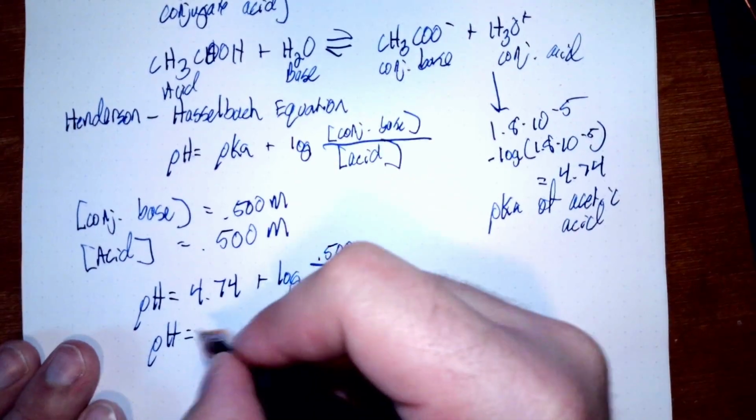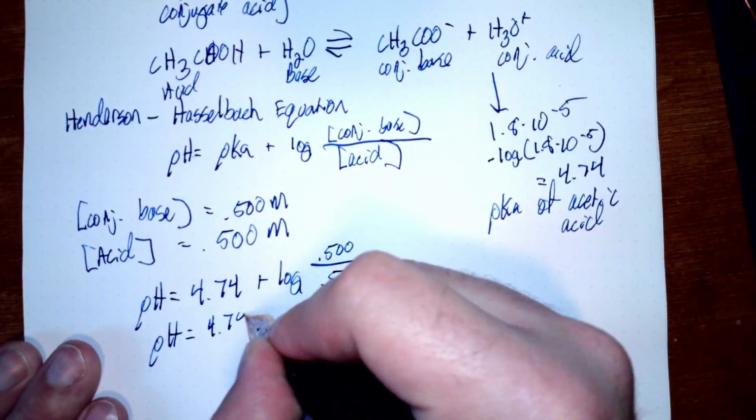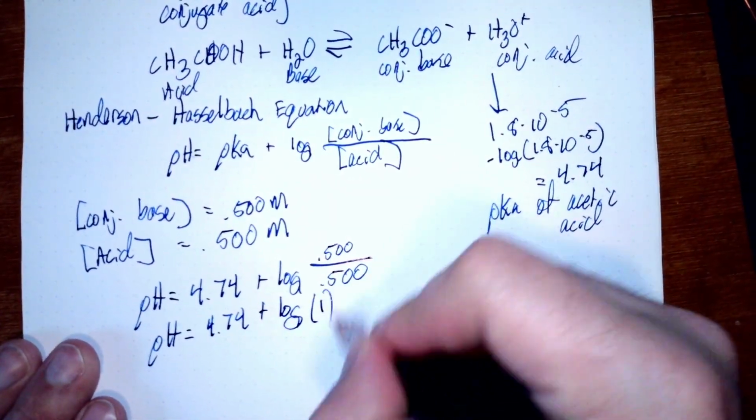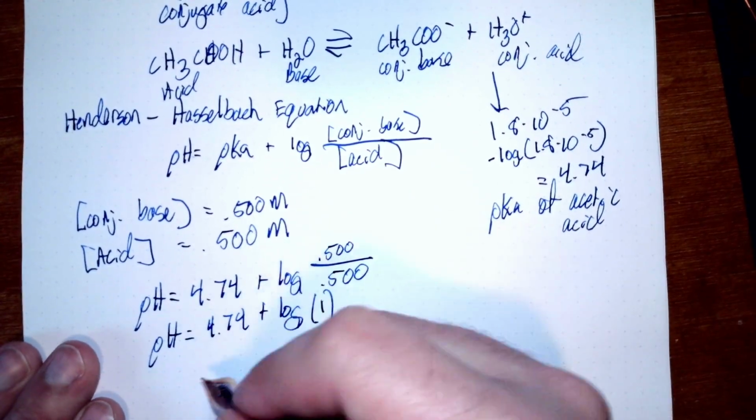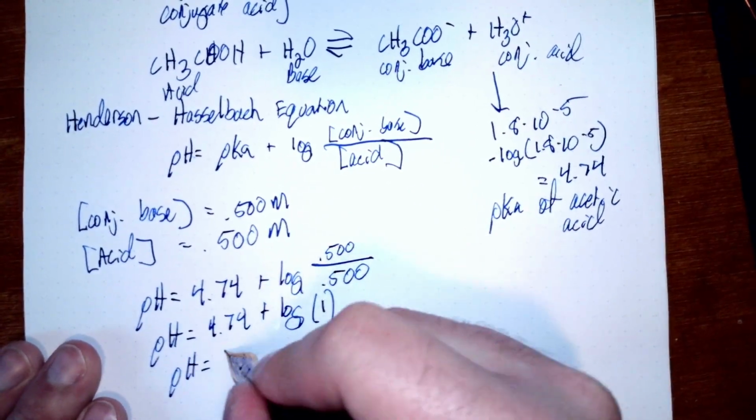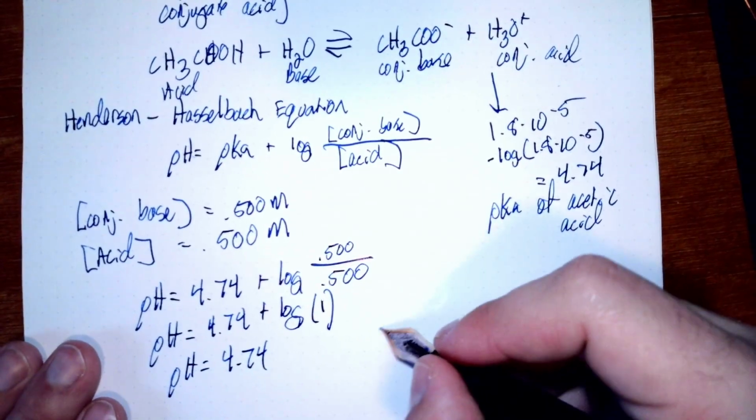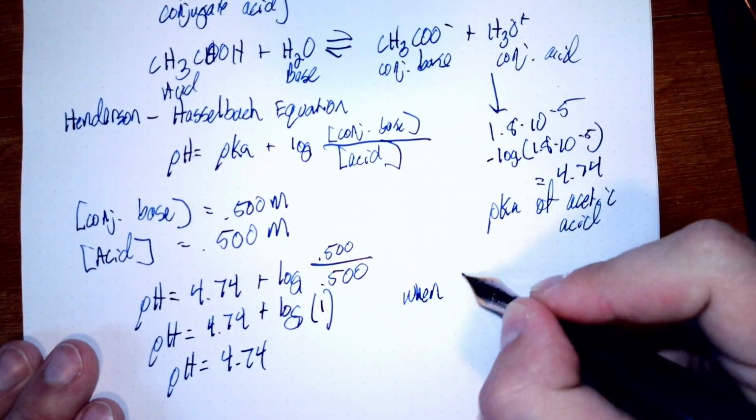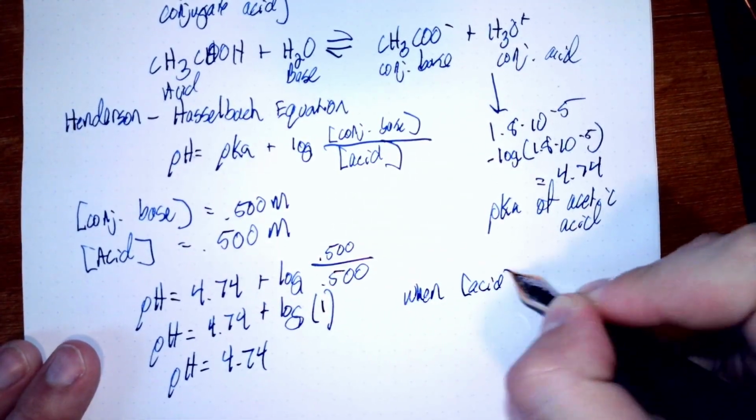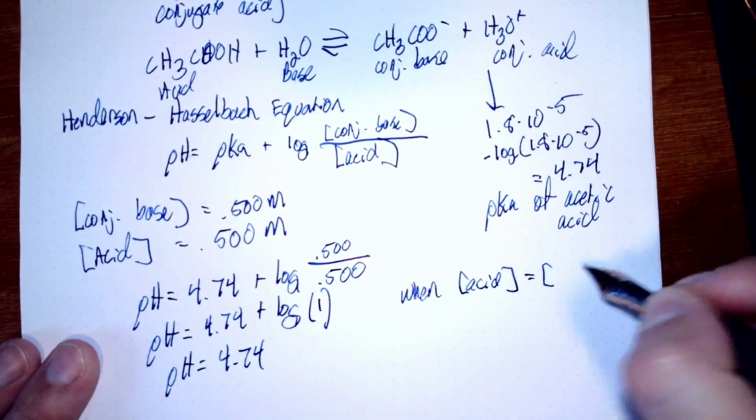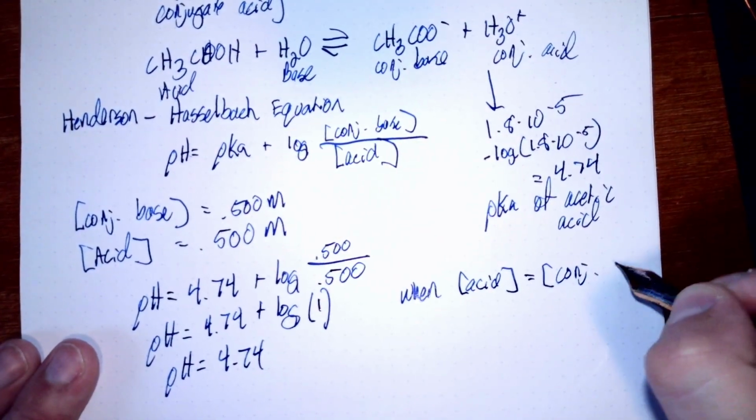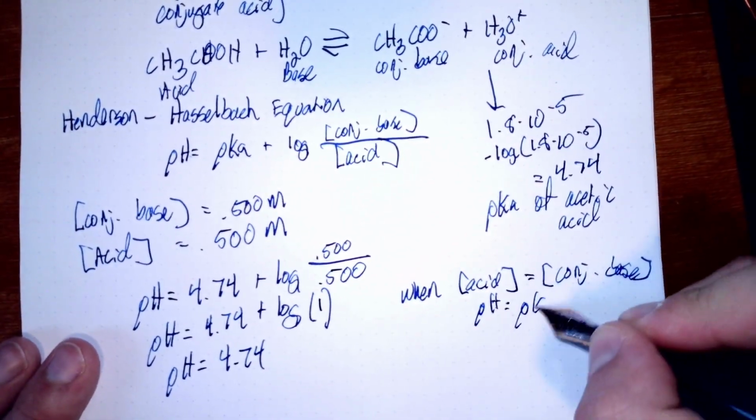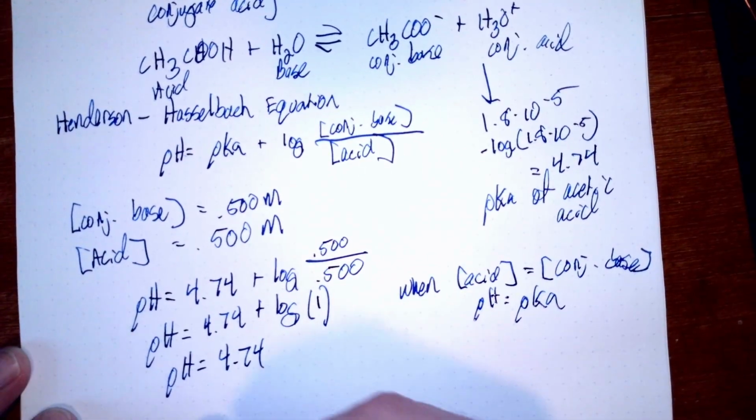So pH, using the Henderson-Hasselbalch equation, is going to be 4.74 plus log of 0.500 over 0.500. pH is equal to 4.74 plus log of 0.500 divided by 0.500, which is 1. Log of 1 is 0 in any base, by the way. pH is equal to 4.74. So that brings us to another important point. When our concentration of acid is equal to our concentration of conjugate base, pH equals pKa.